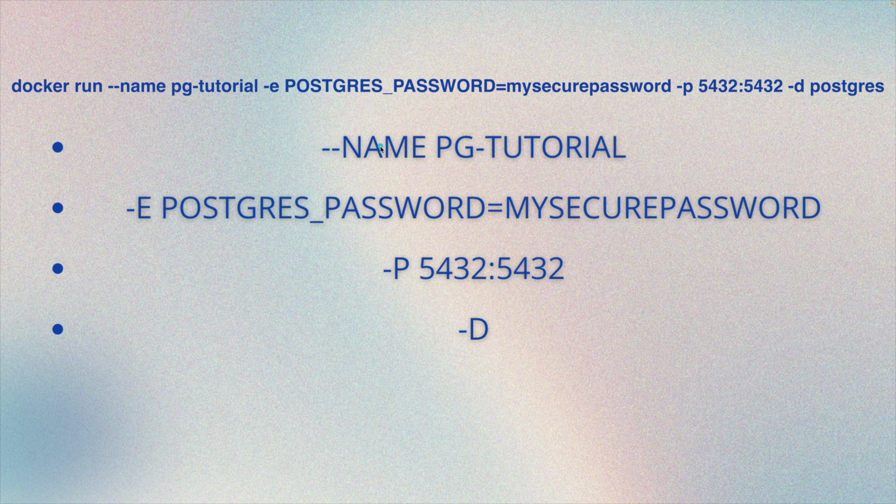Name your container for easy reference. E stands for environment. Set the database password. Don't forget to replace it with your own password. P stands for port, which maps the database port for external access. And the last one, D, runs the container in detached mode, so it doesn't block your terminal.